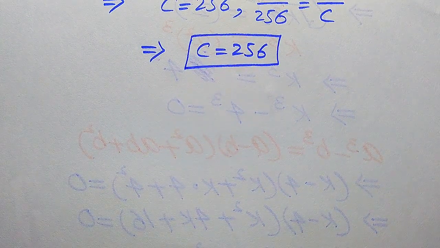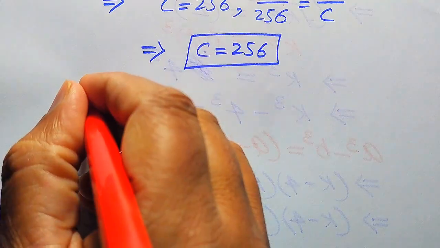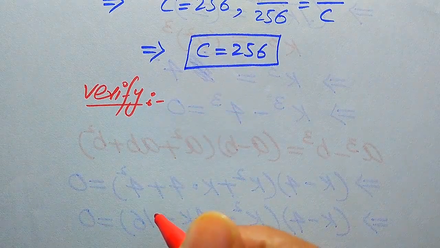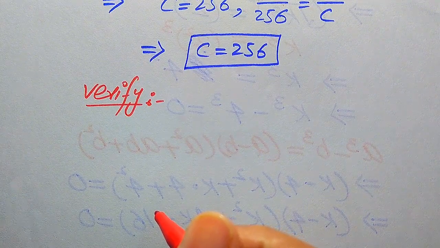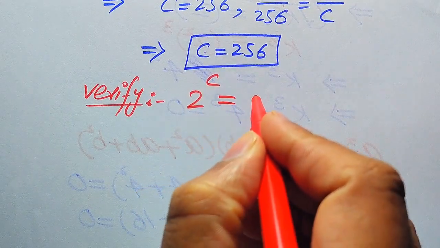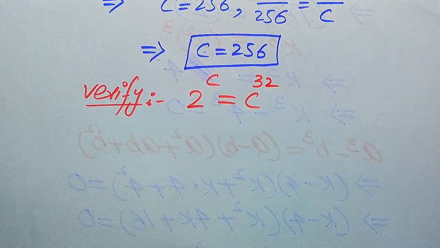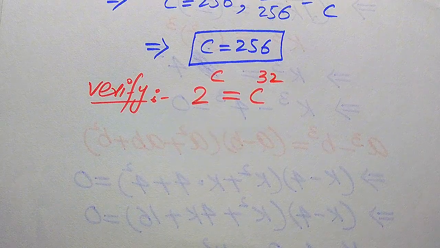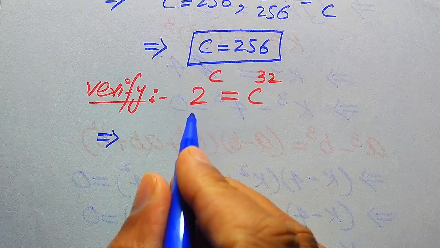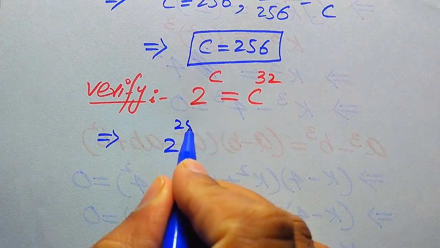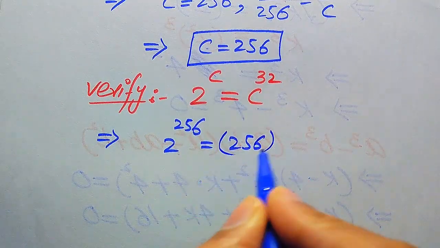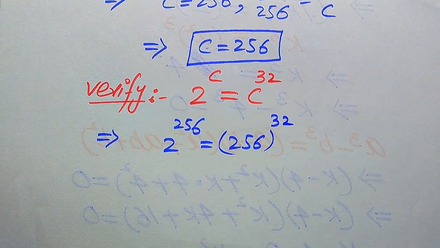And now in the next step we need to verify whether this value of c is the solution, or whether it is an extraneous root. So for verification, we need to copy down the given question statement. Here it is 2 to the power of c equals c to the power of 32. So here we need to substitute the above value of c on both sides, and we check its behavior. So when you put it here, it will become 2 to the power of 256 equals 256 to the power of 32.